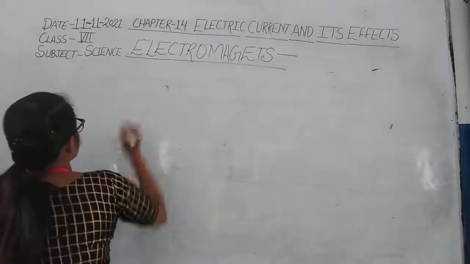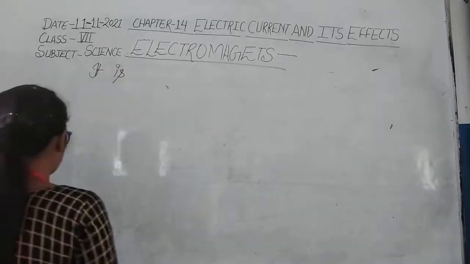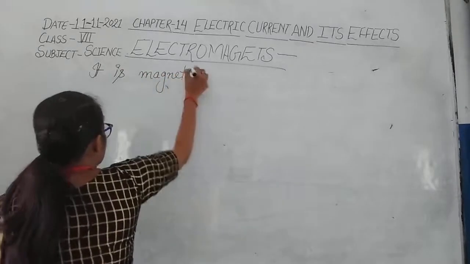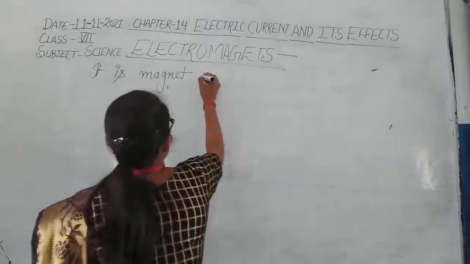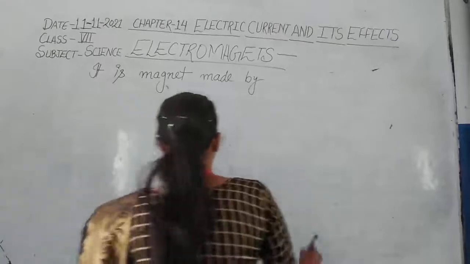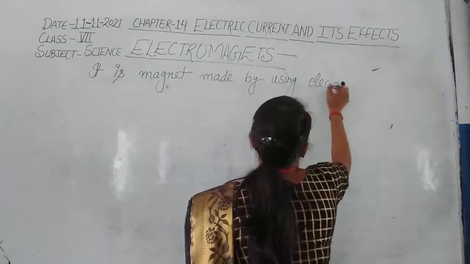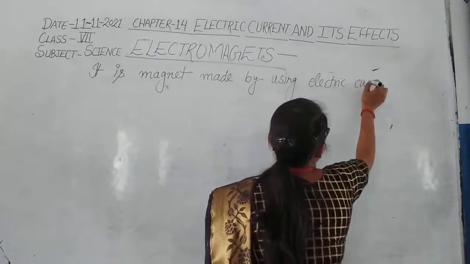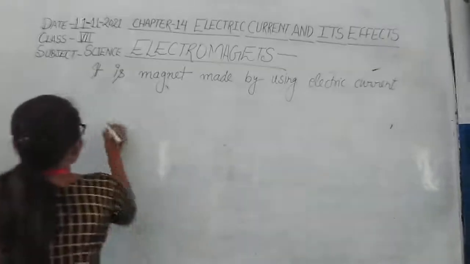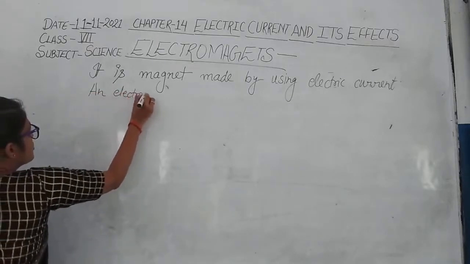If a magnet, it is a magnet. By using electric current, current and electromagnet.